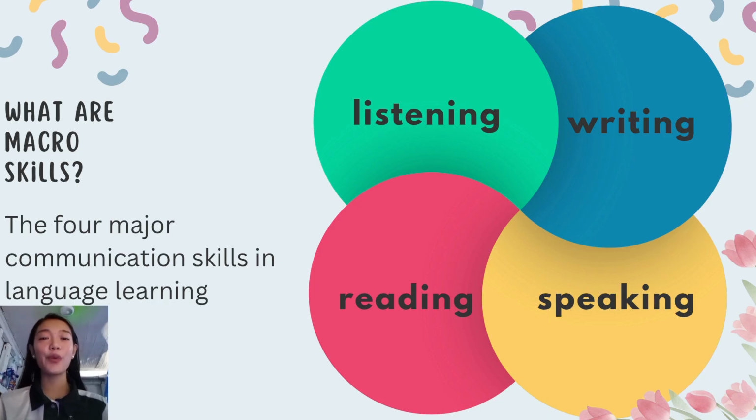So first, what are macro skills? Macro skills are the four major communication skills in language learning. The first one is listening, second is speaking, third is reading, and fourth is writing. These are the core skills that every language learner must develop.